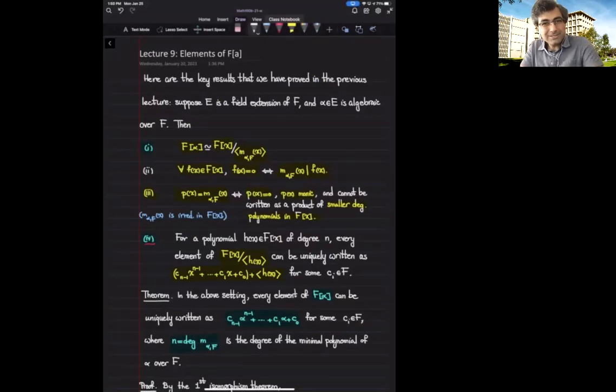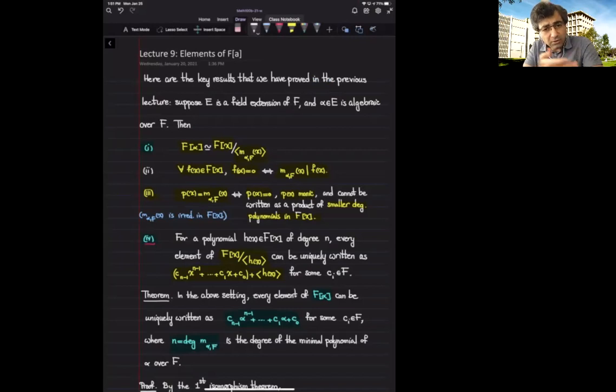Hello. In the previous lecture, we discussed many properties of elements alpha that are algebraic over a field F. In particular, we showed that when we add alpha to field F and look at the ring generated by alpha and F, it is isomorphic to the quotient of the ring of polynomials by the kernel of the evaluation map. And then we said the kernel of the evaluation map is generated by a monic polynomial that cannot be written as a product of smaller degree polynomials with coefficients in F. We call that polynomial the minimal polynomial of alpha over F.